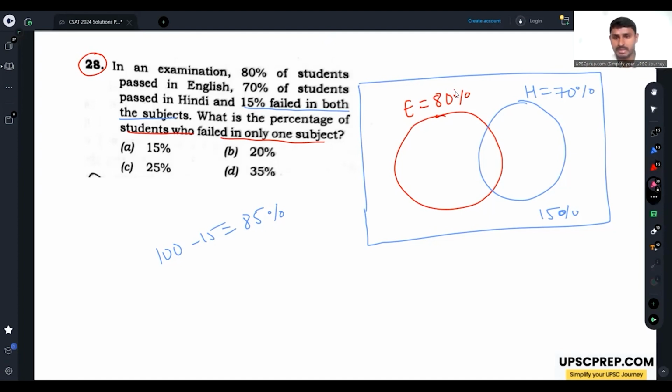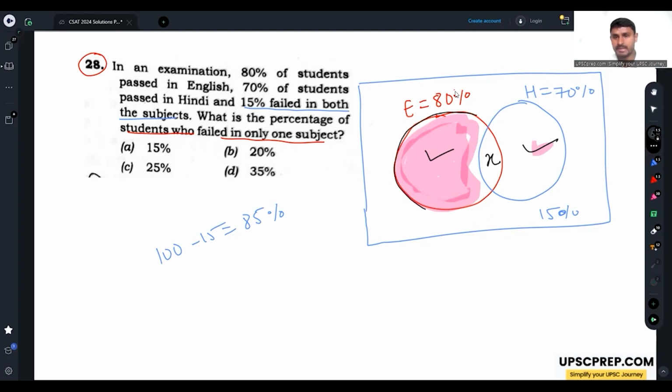So if I just take this English ka circle, let's say this area only, this area is representing the number of students who passed in English only, but this area is again representing the number of students who failed in English, right? Similarly, this area will represent the number of students who passed in Hindi but failed in English. So basically we have to find out this area and this area. Okay, so we will assume that the number of students who passed in both the examinations is x.